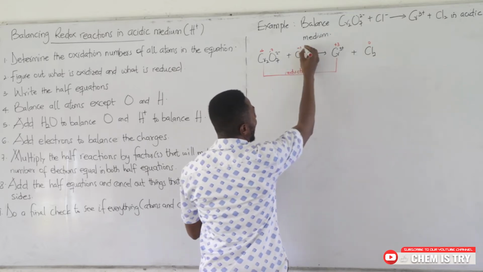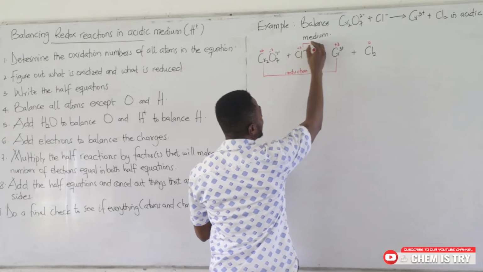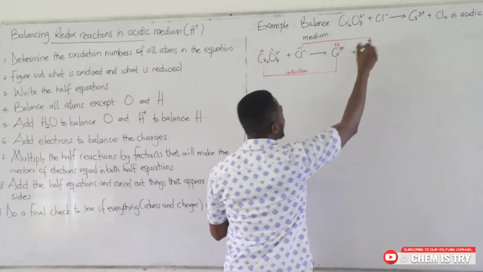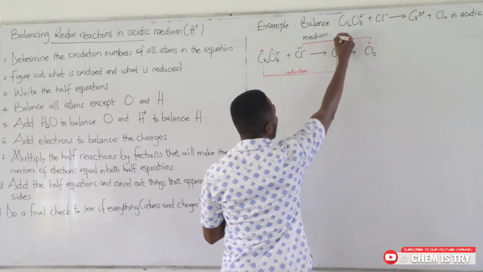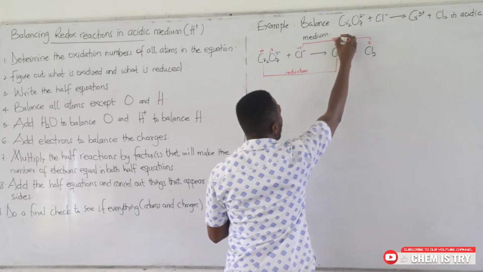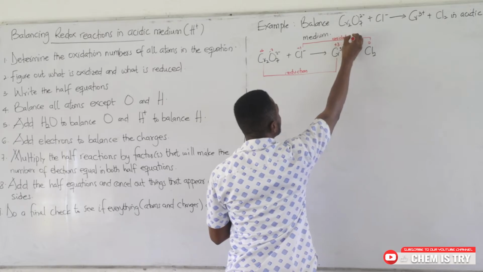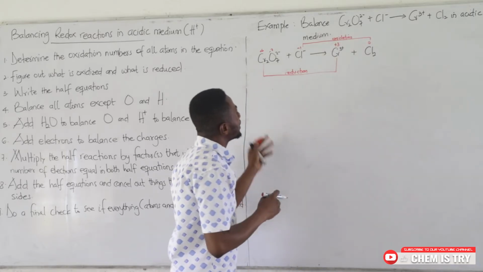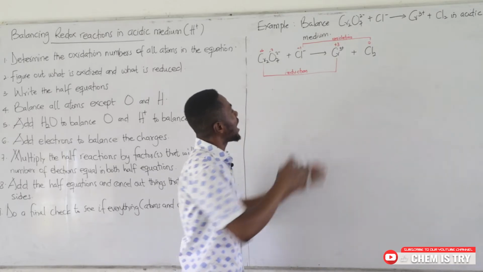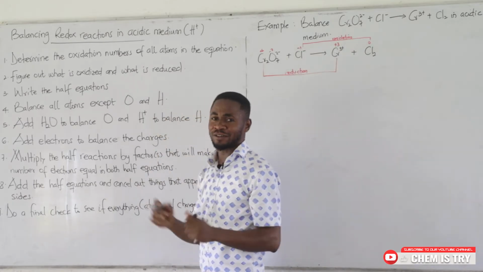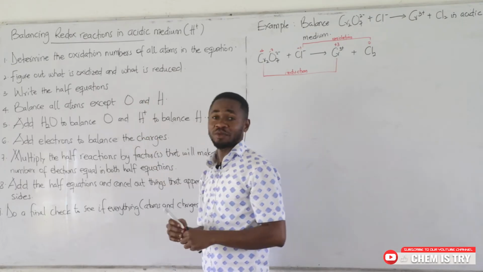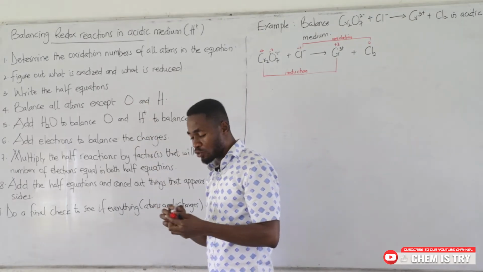Now we have chloride ion. The charge is -1 and it increases to 0. So chloride ion is undergoing oxidation. So now we've seen which one is undergoing reduction and which one is undergoing oxidation. So step 2 is done. Step 3, write the half equations.